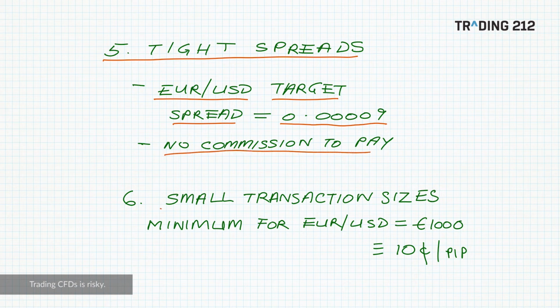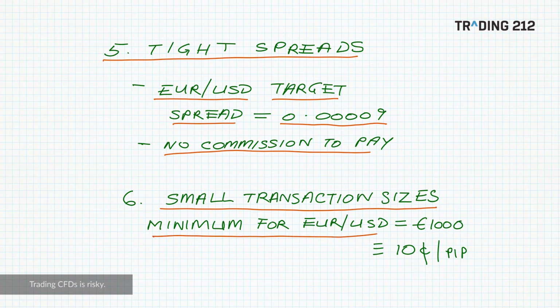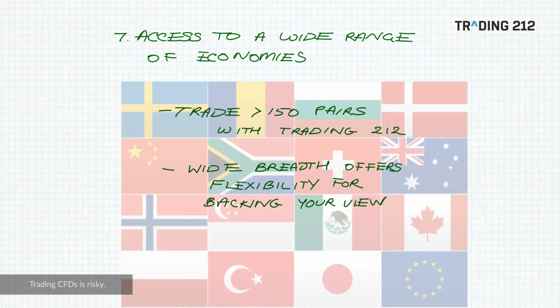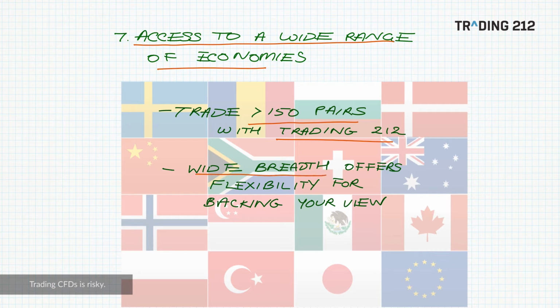Number 6 is that you can trade in small transaction sizes with Trading 212. The minimum transaction size for Euro-Dollar, for example, with Trading 212 is 1,000 euros, and that trading quantity is equivalent to 10 cents per pip movement. And number 7, Forex offers access to a wide range of economies. With Trading 212, you can trade more than 150 different currency pairs. And that wide range of breadth offers real flexibility for backing your view.